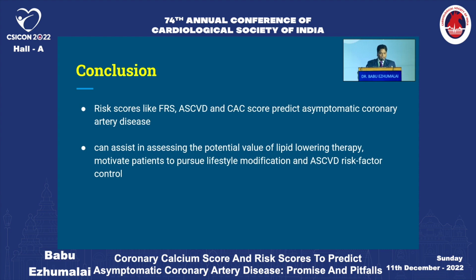So just to conclude, risk scores like the Framingham risk score and the ASCVD risk score are all practically useful. Nowadays the most validated is the atherosclerotic CVD risk estimator plus, and the calcium CAC score can also be used for predicting asymptomatic CVD. These risk scores will assist in assessing the potential value of lipid lowering therapy, whether to initiate it, and they will also motivate patients to pursue lifestyle modifications. Once they know the risk score, they will at least start lifestyle modification, and then ASCVD risk may be controlled with that. Thank you.